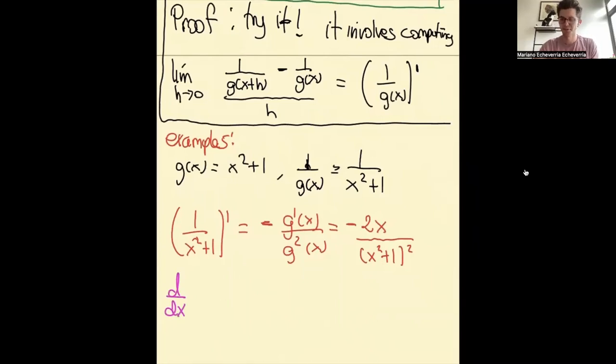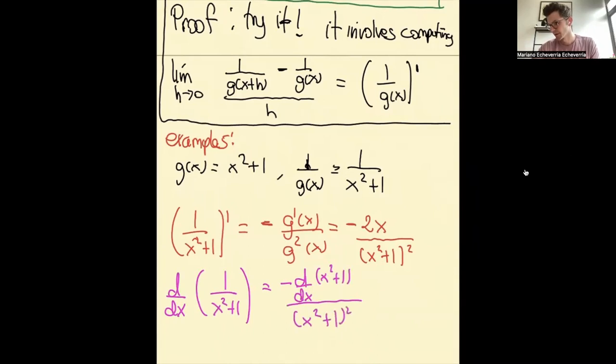And again, just in the other notation, this would be minus the derivative with respect to x of x squared plus 1, divided by x squared plus 1 squared. It would be minus 2x. It will obviously give you the same answer. I'm just writing it in both ways so that you see the differences in notation. The answer will be the same. Is that okay?